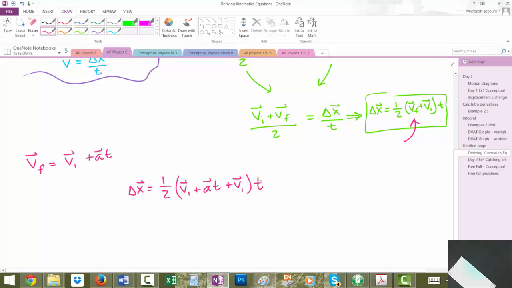What can I do to clean that up a little bit? Put the VI's together. So if I have a VI plus a VI, that gives me how many VIs? 2 VIs. And then I've got that 1/2 hanging out there. So I'm going to distribute that 1/2 also so I can get rid of that. So this is going to be 2 VI divided by 2, which is just VI, times T, because I'm distributing from the T over there, plus 1/2 AT squared.